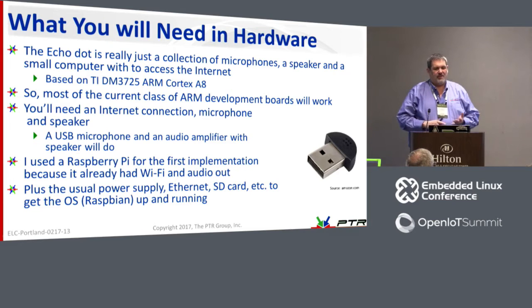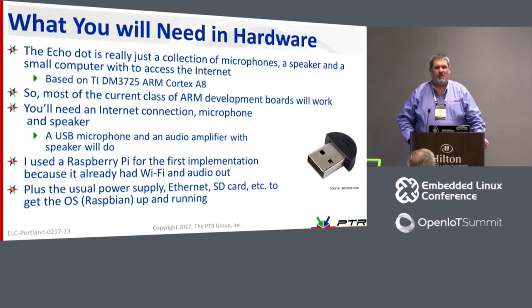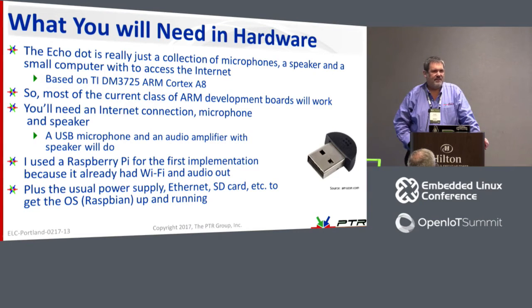Obviously, you've got the usual power supply, Ethernet, SD card, et cetera, that you have to have in order to get the platform up and running. In my case, as I said, I'm using Raspberry Pi 3 because it came with Bluetooth and Wi-Fi built into it. There's not really a whole lot of processing that has to be done on the Raspberry Pi 3, so you could have easily used a BeagleBone Green Wireless or the new BeagleBone Black Wirelesses or Udoo boards or any of those platforms that have Wi-Fi built into them.